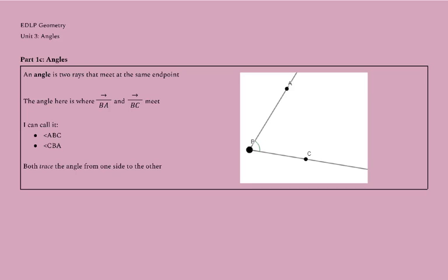Putting some of those pieces together brings us to angles. So an angle is actually composed of 2 rays that happen to meet at this same endpoint. So in this case, we have ray BA and ray BC. They meet at B to form this angle. And there's a few different things we can name this angle.